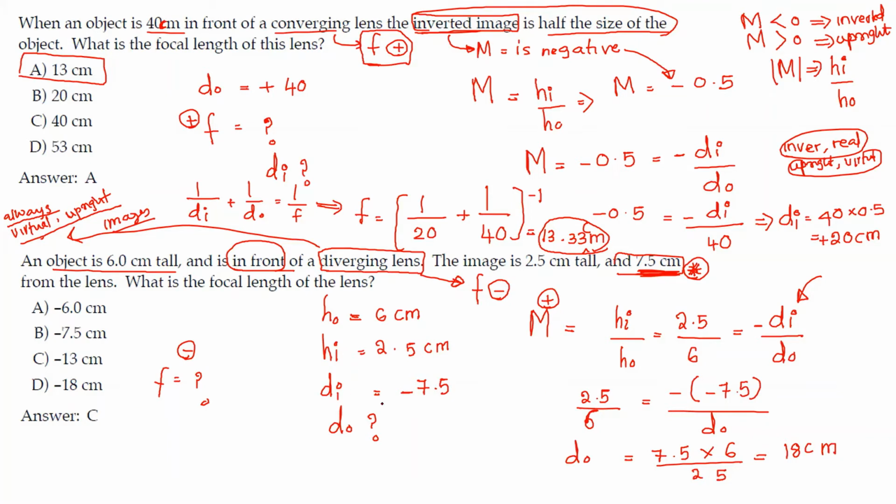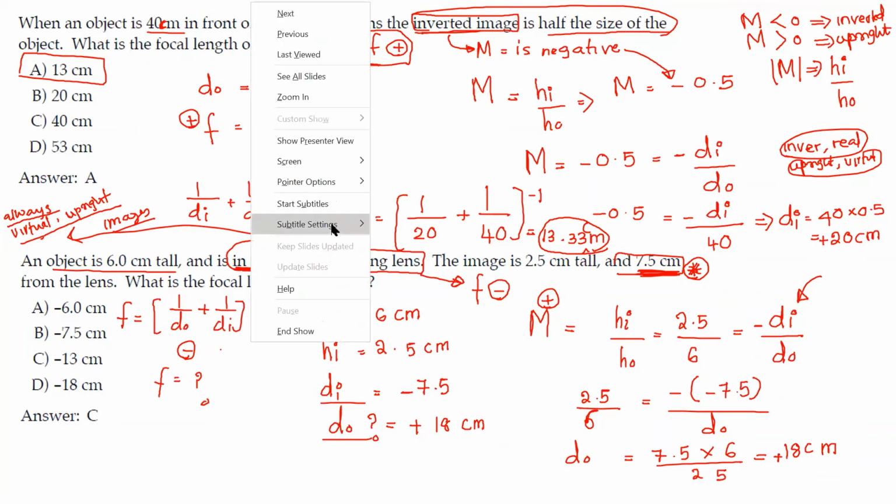So I have the value of D naught and it is a positive value. See, we got a positive value here. Even we know that this is in front of the mirror. See, object is in front of the lens, so we know it is positive. Okay. So we know Di, we know D naught. We can easily calculate for F, right? F is 1 over D naught plus 1 over Di, inverse.